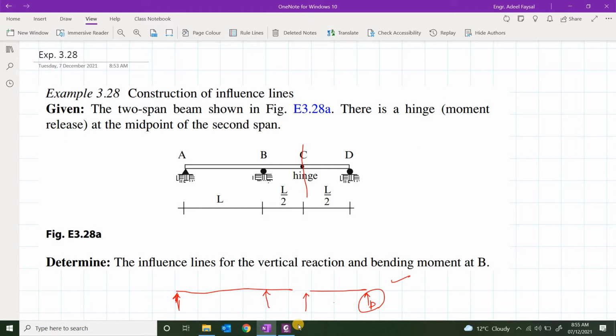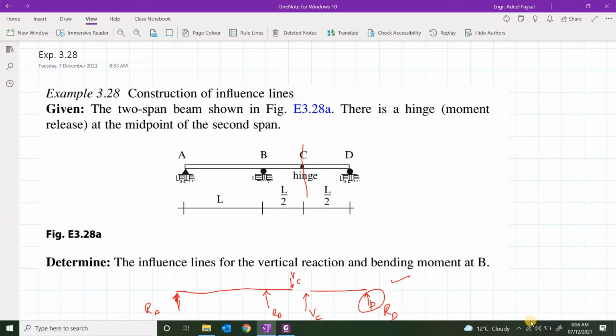So let's call this VC, maybe, whatever you like. So you'll be able to find these two directions because you know this force, the direction, its magnitude. So this is how you will be finding out those reactions every time. Now this is RA, this is RB, and this is RD.